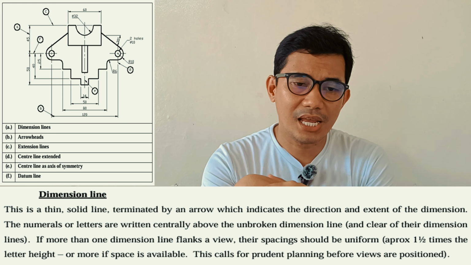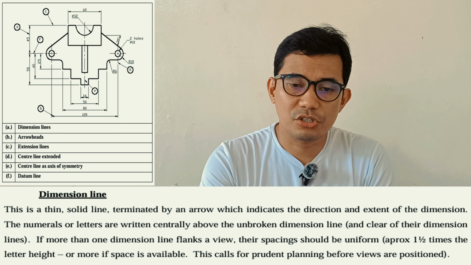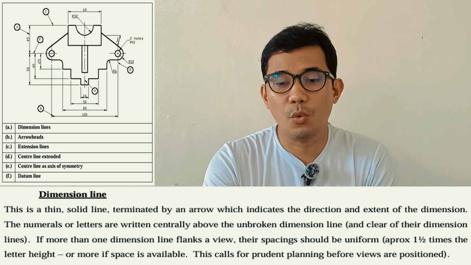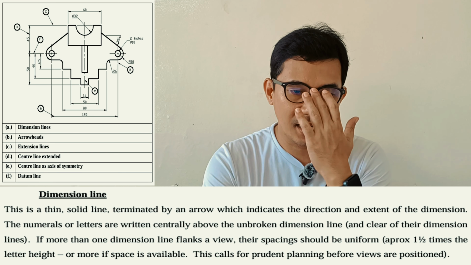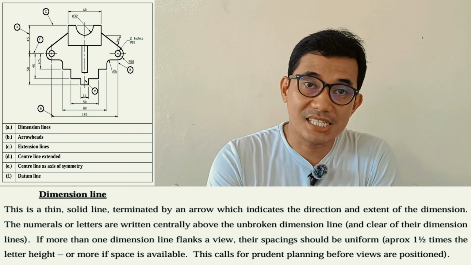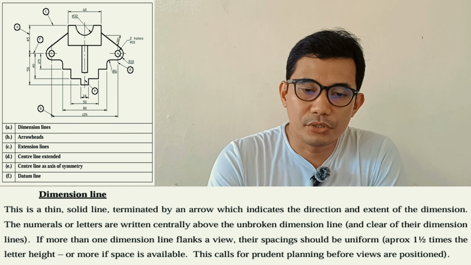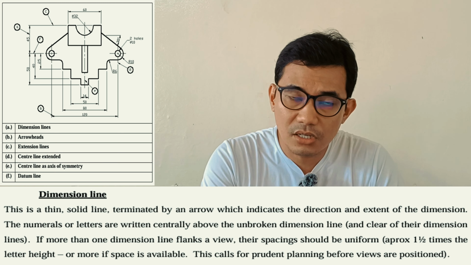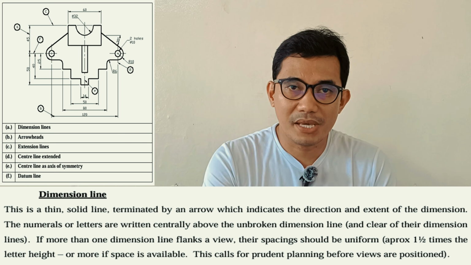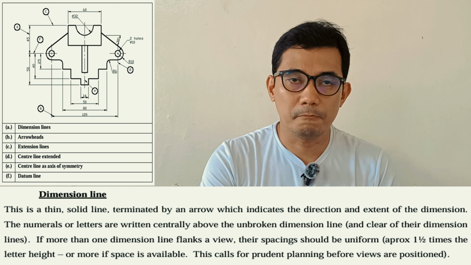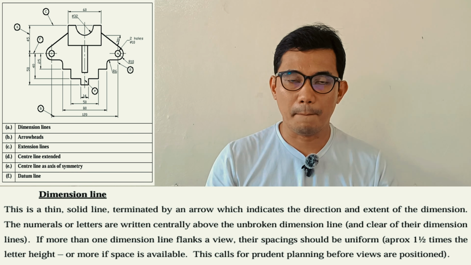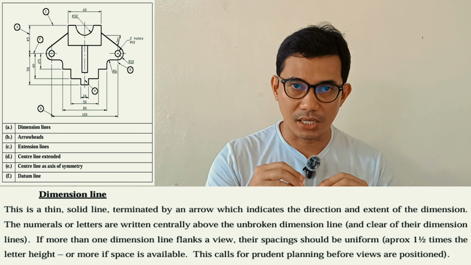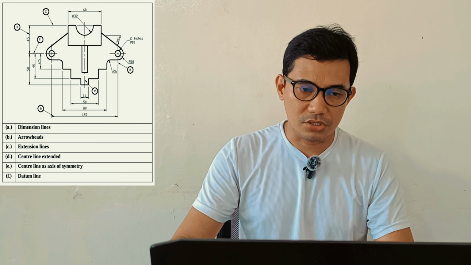If more than one dimension line flanks a view, their spacing should be uniform, approximately 1.5 times the letter height or more if space is available. This calls for prudent planning before views are positioned. So, kung nag-drawing ka, i-consider nimo apil ang spacing sa dimensions. So, para mabudget nimo daan ang imuhang paper, then consider nimo nga kinahanglan pa ka mobutang of dimensions.